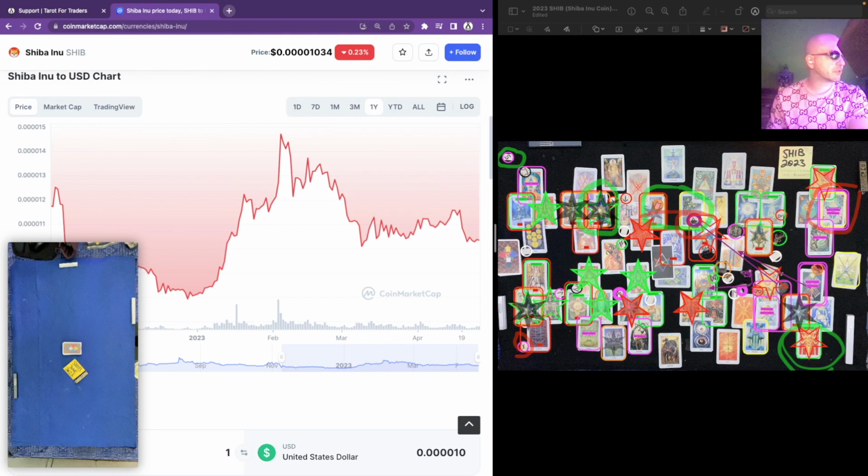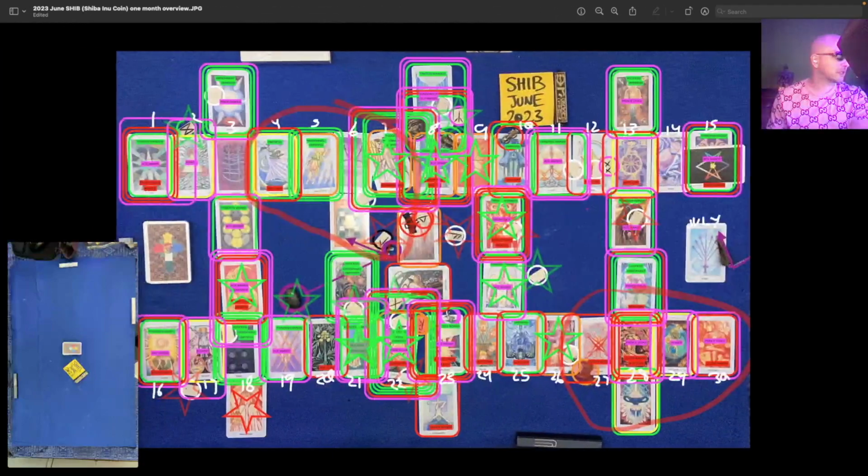So 0.00001034. And due to the nature of the price being so low, this reading and the erratic behavior that we see on a chart, it's a little difficult. It's been a complex reading.